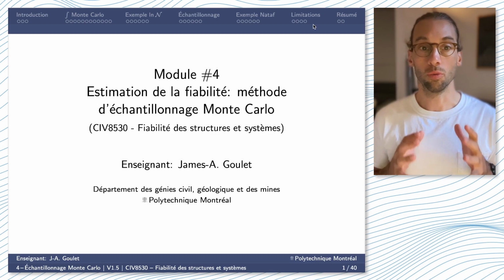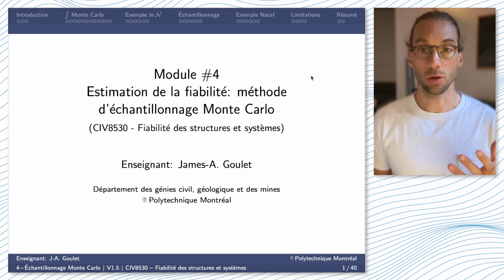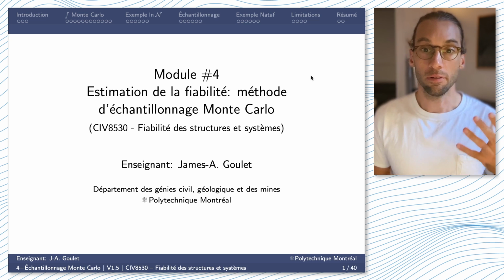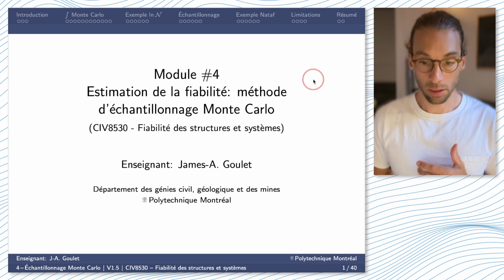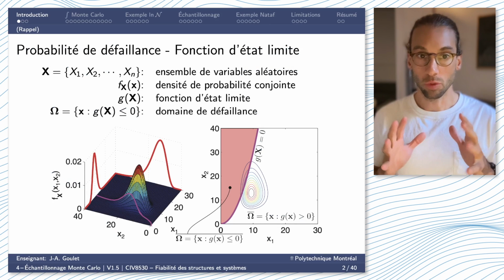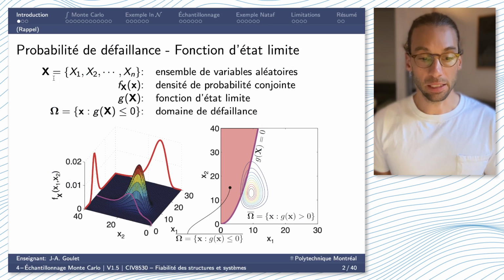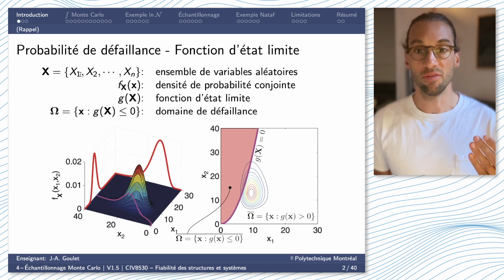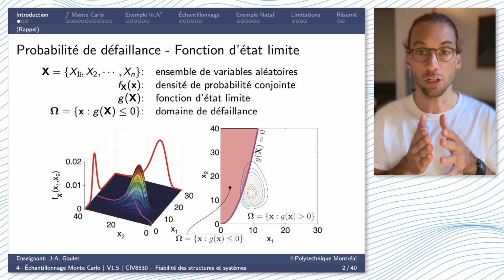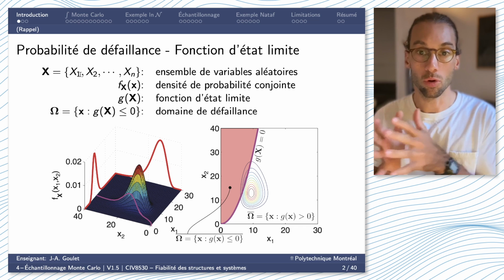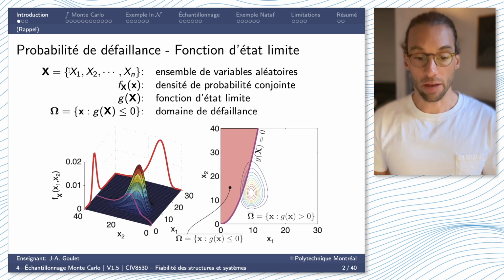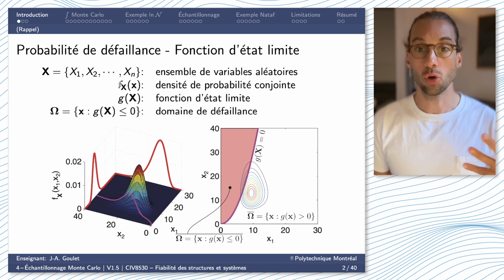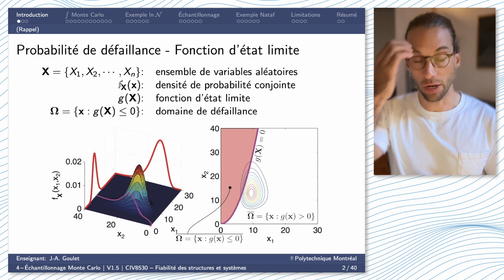In Module 4, we're going to see how we can use Monte Carlo sampling to evaluate failure probabilities. Just a quick reminder: when we talk about X, this is going to be a vector of random variables involved either in the definition of our loading or resistance model. We're going to have f of x, the joint probability density for our vector of random variables.